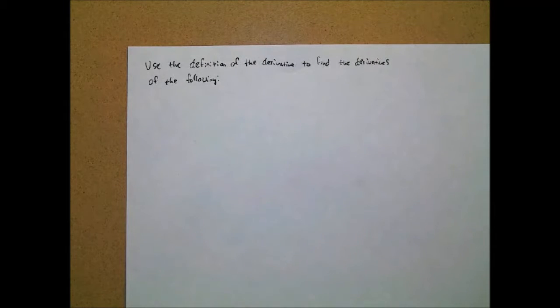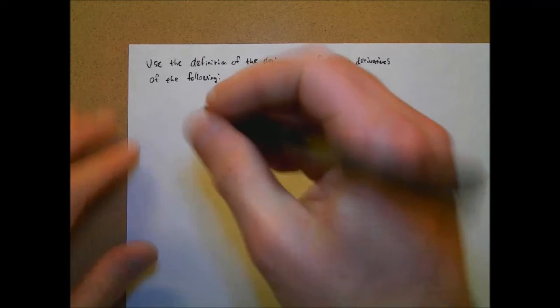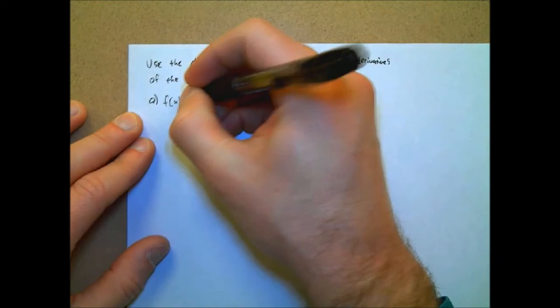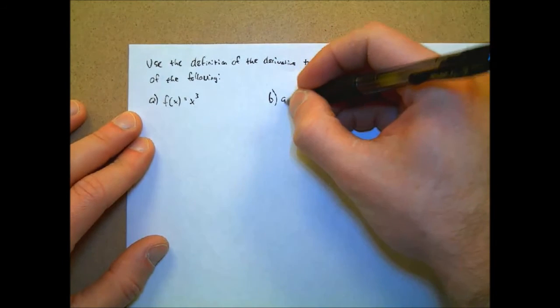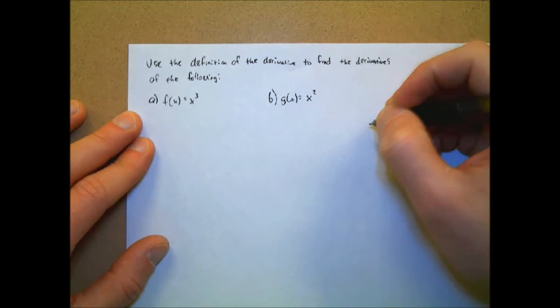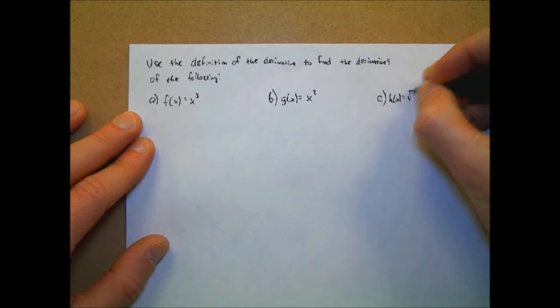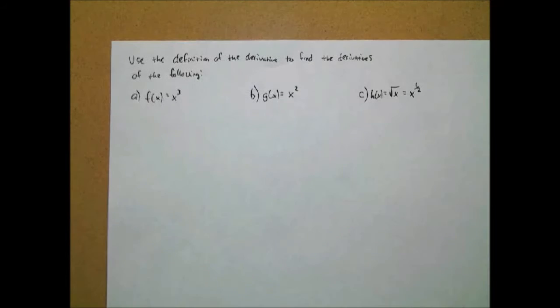So I'm going to give you 3 functions. You can pick any one of these 3 that you want to do. First function, f of x equals x to the 3rd. Second function, g of x equals x squared. Third function, h of x equals the square root of x, which is the same as x to the 1/2. In fact, I'd recommend you use the x to the 1/2 version instead of square root of x. Pick one of those 3, find the derivative using, again, that limit definition.